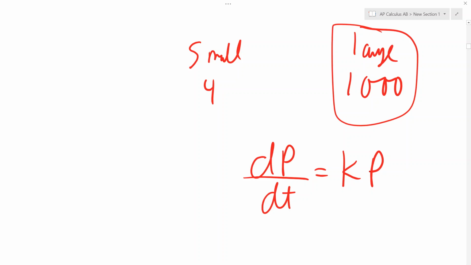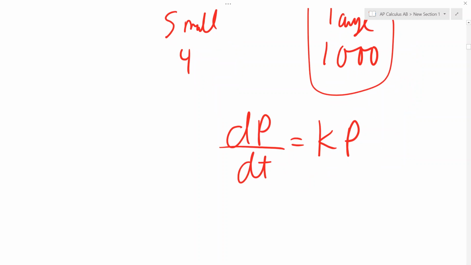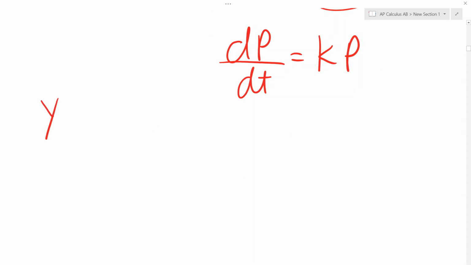Lots of things do this. How about money in the bank? If you put $100 in the bank at 3% interest for a year, you're going to get $3. But if you put $1,000 in the bank at 3% interest for a year, you're going to get $30. The bigger the amount of money you put into the bank, the faster it grows. It's growing at the same percentage, but it's growing faster because you're getting more. Does that make sense? And by the way, remember we just got y equals Ae^(kt).